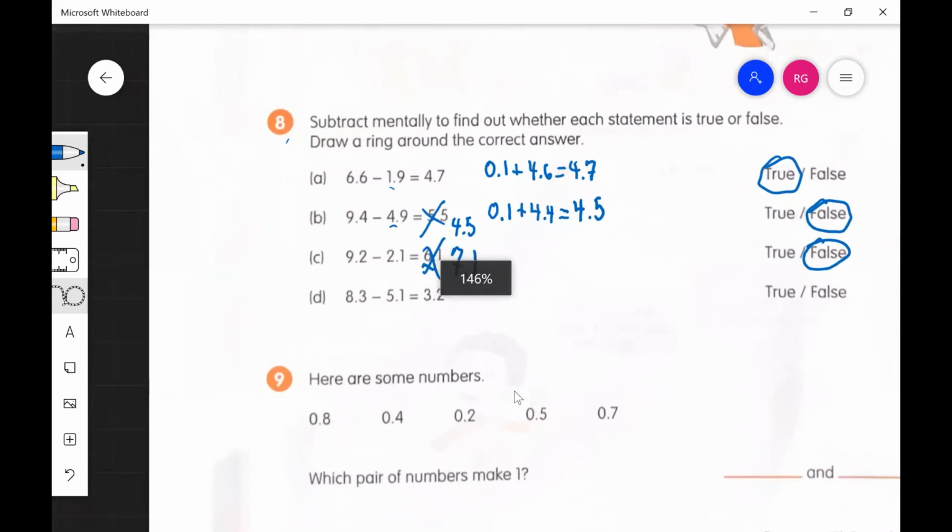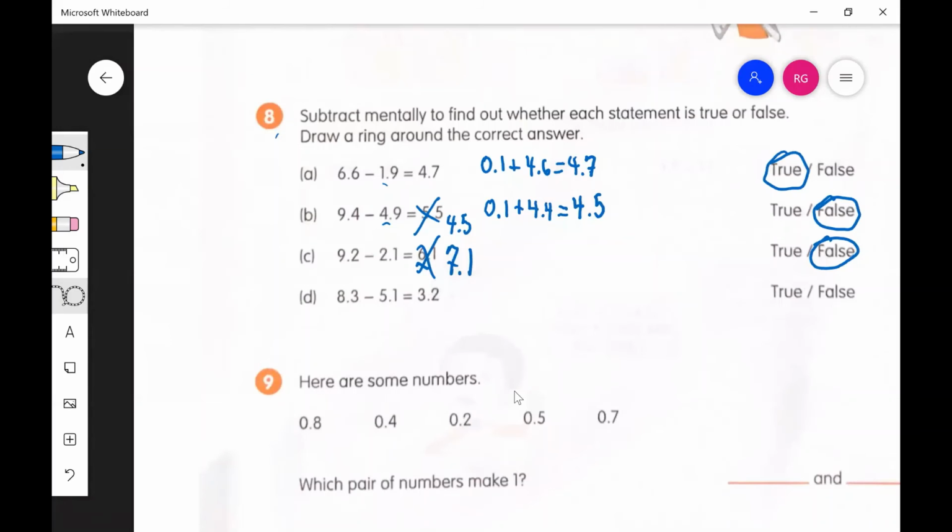All right, next one. 8.3 minus 5.1 equals 3.2. Okay, so for this one, well, I can kind of see right away it's true, right? I see right there from 5.1 to 8.3. I can do that in my head pretty easily. That is correct.